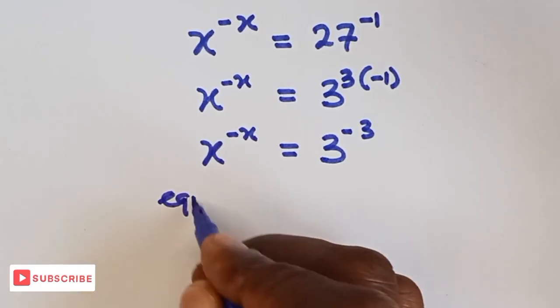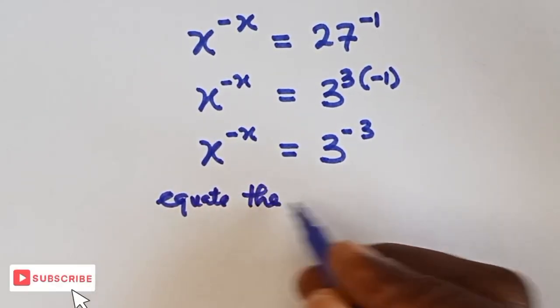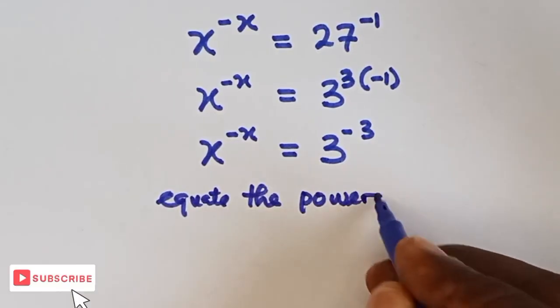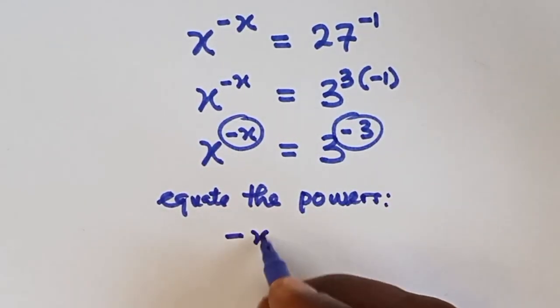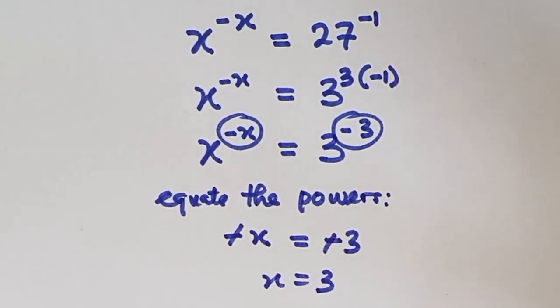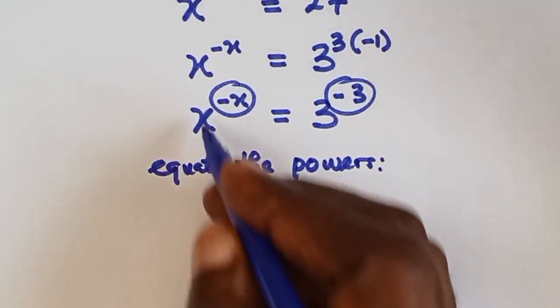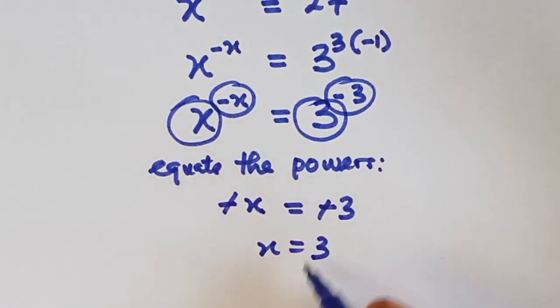We can either equate the powers or equate the bases, but let's equate the powers first. So it means this equals this: -x = -3, and that means x = 3. Alright, if we equate the bases, this is x and this is 3, so we have x = 3. So that means x = 3 is our answer.